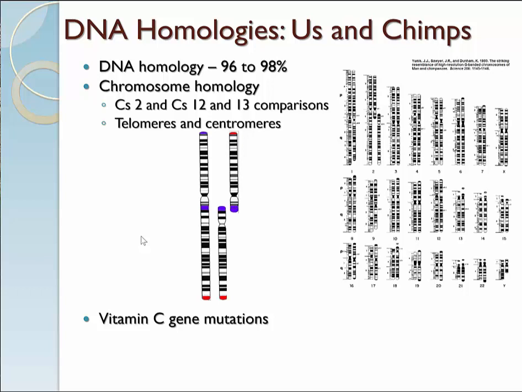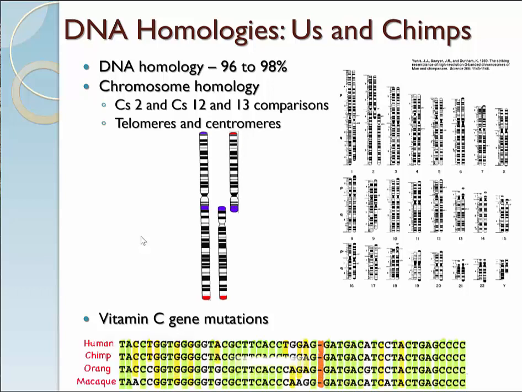So in genetics and evolution, there's a phrase, use it or lose it. So because we weren't using the vitamin C gene, it accumulated mutations and became non-functional. And that's what happens with genes that we no longer use. They'll mutate and become non-functional.